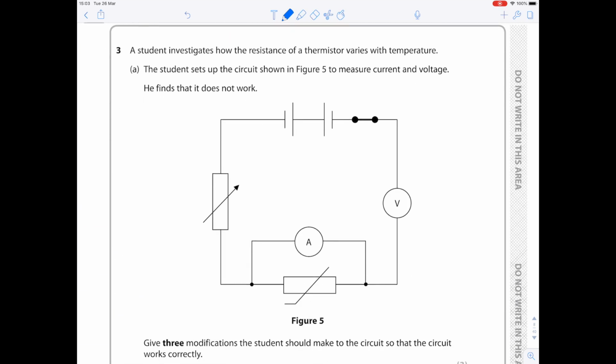Three, a student investigates how the resistance of a thermistor varies with temperature. Remember, a thermistor is a temperature-dependent resistor. It looks like a hockey stick. The student sets up the circuit shown in figure 5 to measure the current and the voltage. He finds that it does not work.